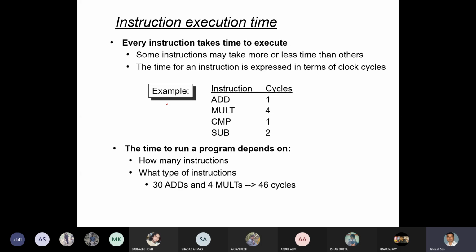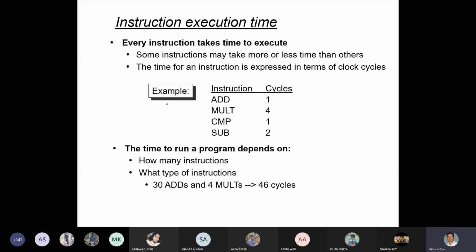The time to run a program depends on how many instructions and what type of instructions. Suppose all the instructions in your program are add-based, then you can say 1 clock cycle each, but if you have more multiplies, then you require more clock cycles. So you can avoid multiplication by doing addition. Sometimes it can be a better way to avoid multiplication and apply addition, because it will reduce the clock cycles. So here 30 adds and 4 multiplications require a total of 46 clock cycles.